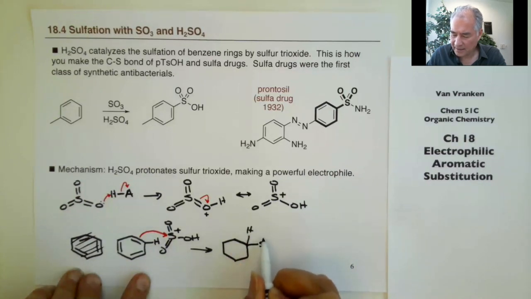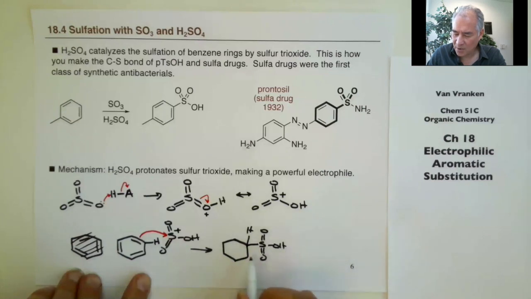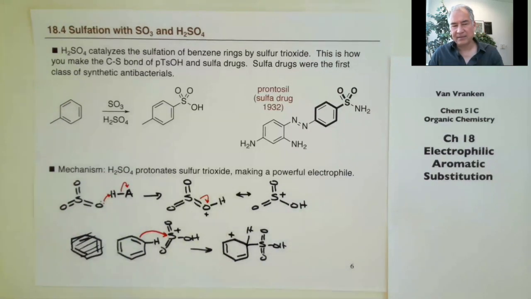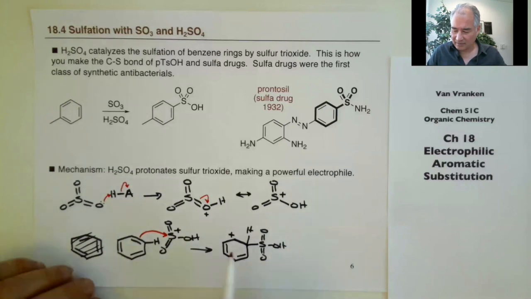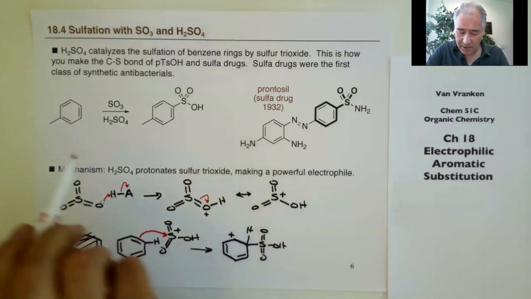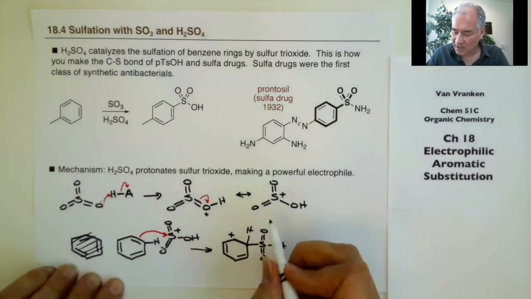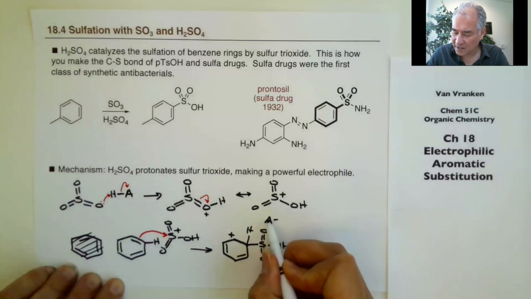Here's the arenium ion. Boy, it has now lost aromaticity. So angry. It just wants to get back aromaticity. It's not aromatic. And anything in there can pull that proton off. I'm going to symbolize the thing that pulls off the proton using a symbol for conjugate base.